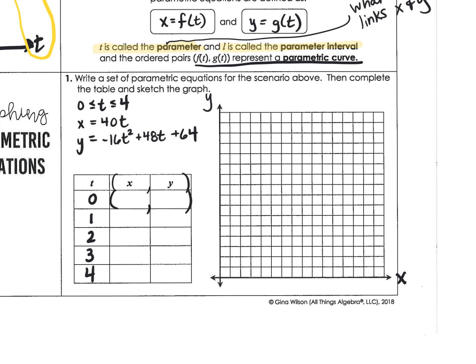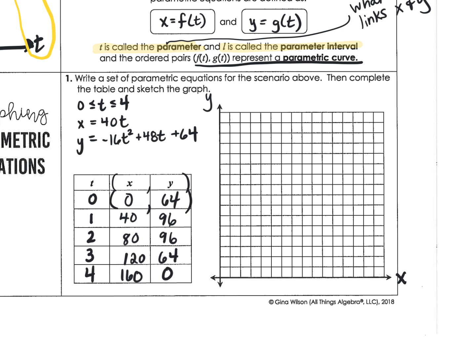So when t is 0, x is 0, and y is? And then 40, 96 is handy, isn't it? Did you find those values? Those are what's on your table, isn't it?